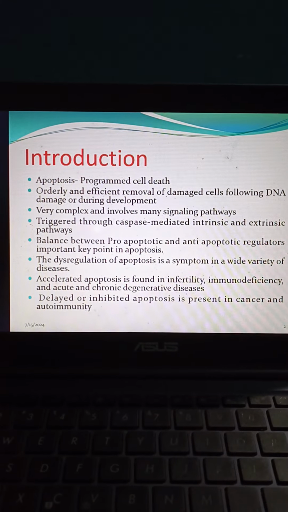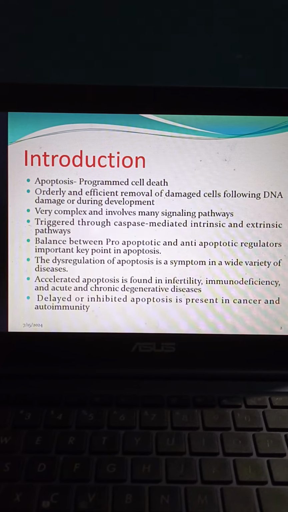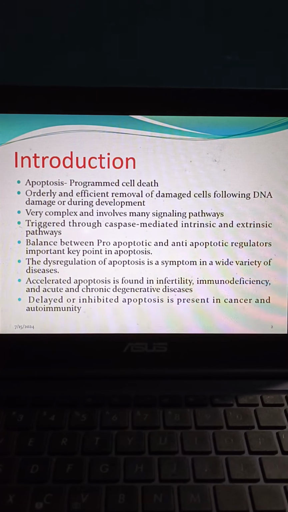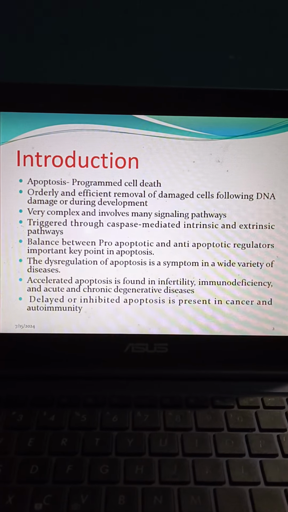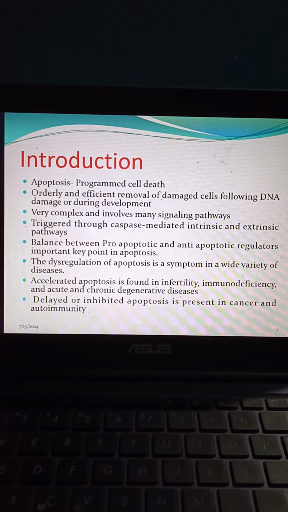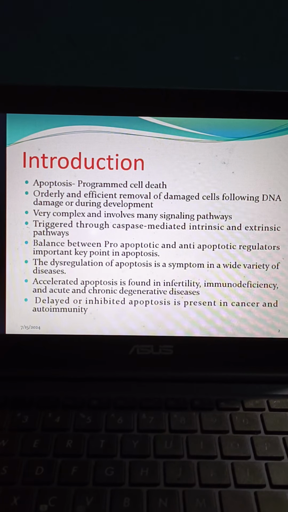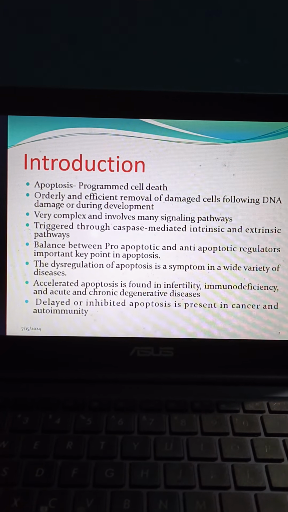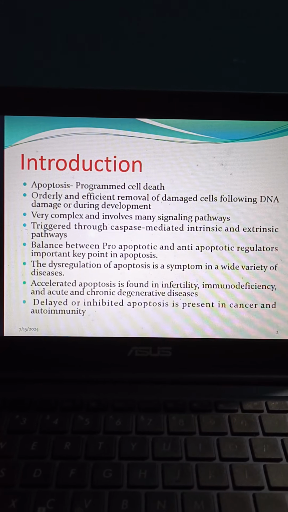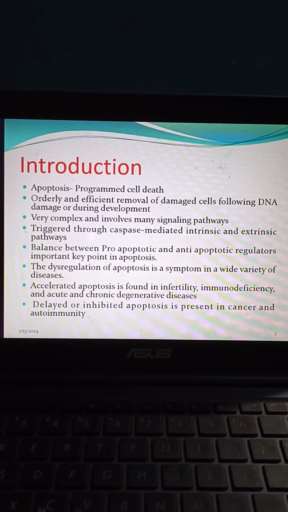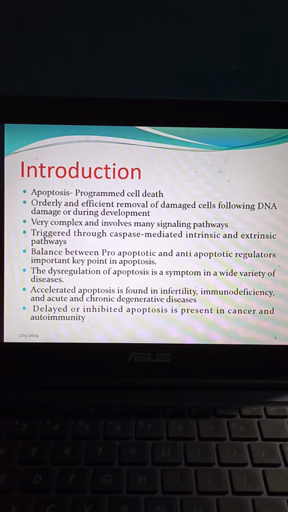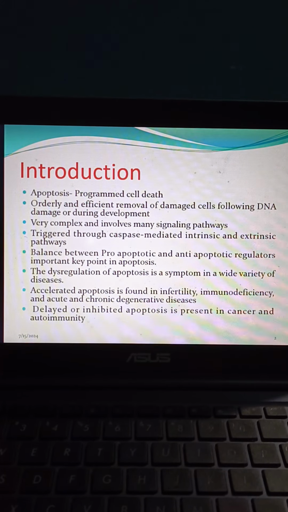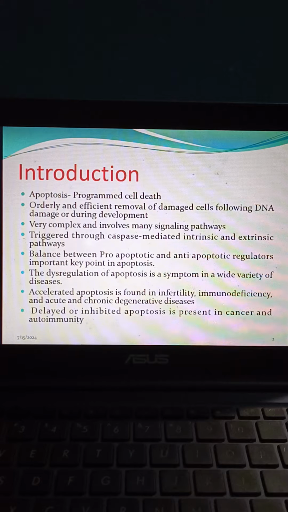Coming to the introduction, what is apoptosis? Apoptosis is programmed cell death, the orderly and efficient removal of damaged cells following DNA damage or during development. It is very complex and involves many signaling pathways. It is triggered through caspase-mediated intrinsic and extrinsic pathways. The balance between pro-apoptotic and anti-apoptotic regulators is the key point in apoptosis.